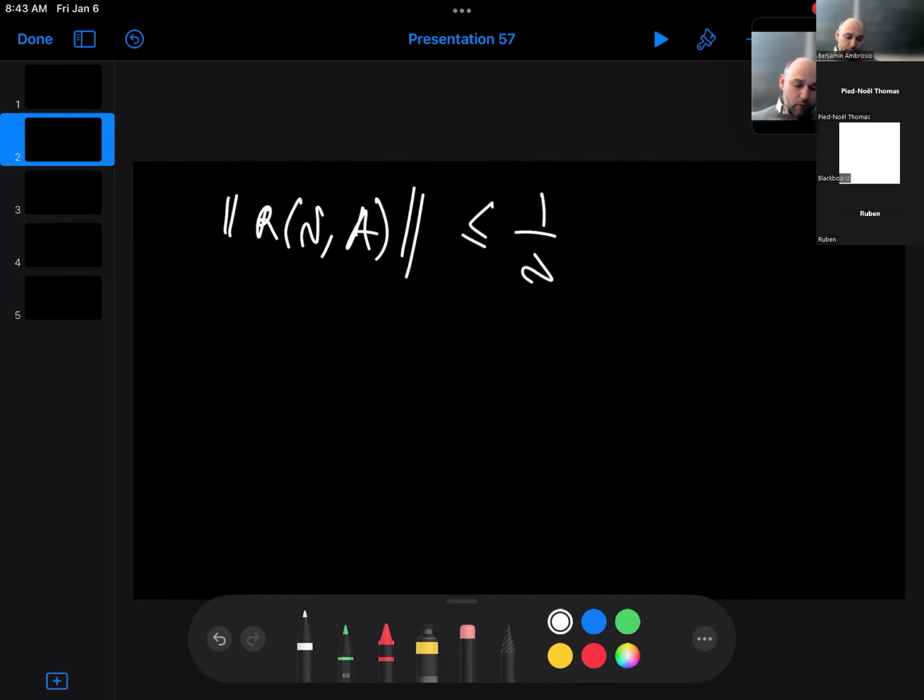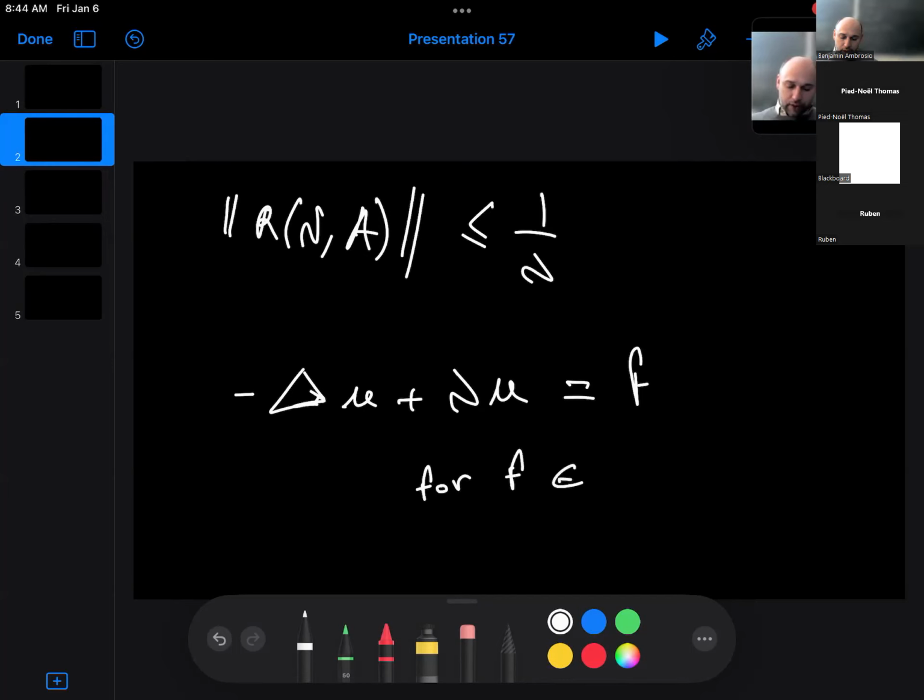And so we used the fact, so this relates, of course, to the study of the equation minus Laplacian u plus lambda u equals f, and for f in LP.